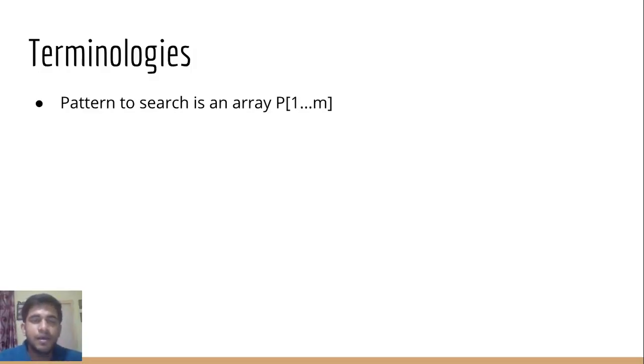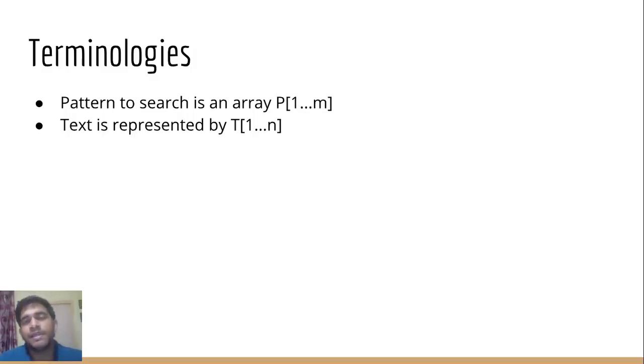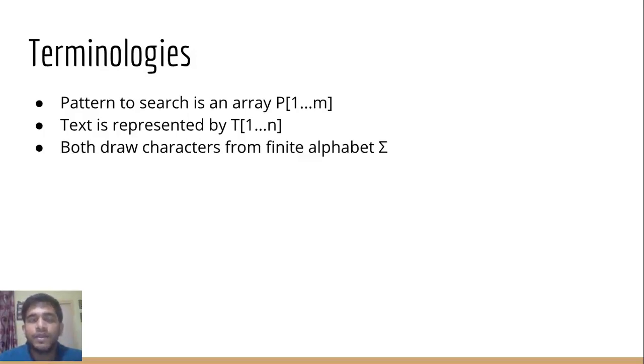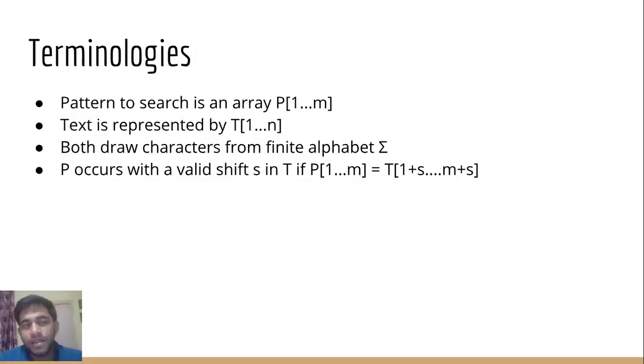First of all, the pattern is the thing that you want to find in the text. We denote the pattern by the capital letter P and then the indices 1 to m. The length of the pattern is m. The text is represented by a capital T, and then the indices 1 to n. Both draw characters from the finite alphabet sigma.